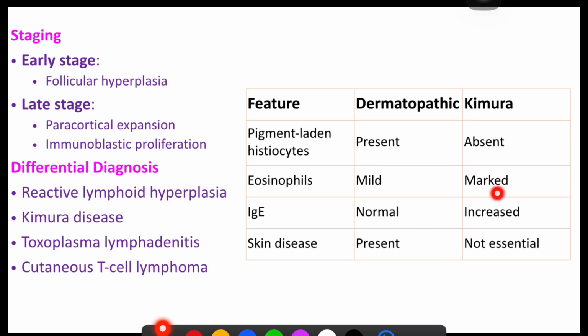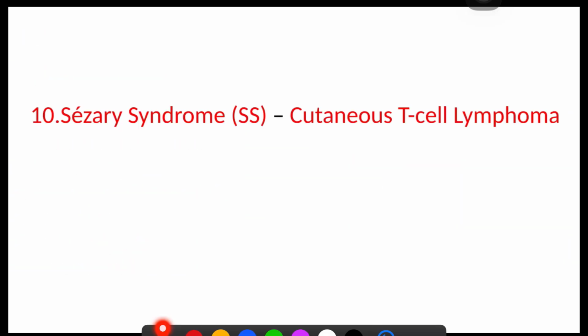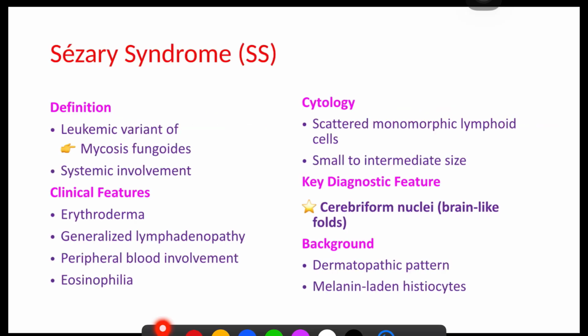Marked eosinophils in Kimura and IgE increased. And here skin disease is present in dermatopathic, whereas in Kimura it is not essentially required. Now Sézary syndrome, which is cutaneous T-cell lymphoma, is the leukemic variant of mycosis fungoides, and systemic involvement is there.